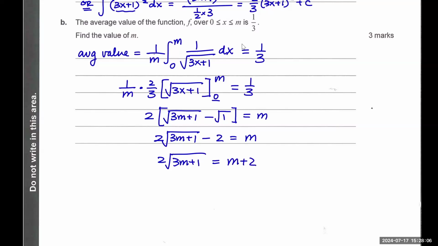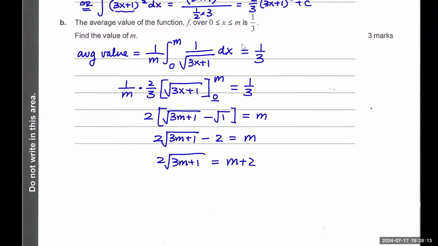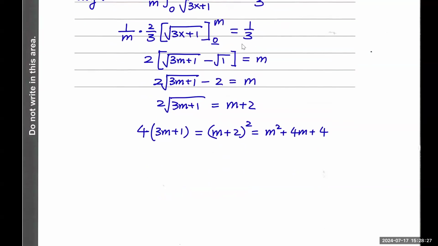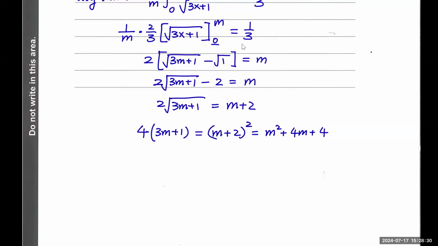When you have a linear function on one side and a square root on the other side, the tactic to solve this sort of equation is to square both sides. Say you have 4 times 3m plus 1 on the left-hand side, and you square the right-hand side to get m plus 2 whole thing squared. But it's not just m squared plus 4. It's actually m squared plus 4m plus 4, okay? So that will give you 12m plus 4 equals m squared plus 4m plus 4.